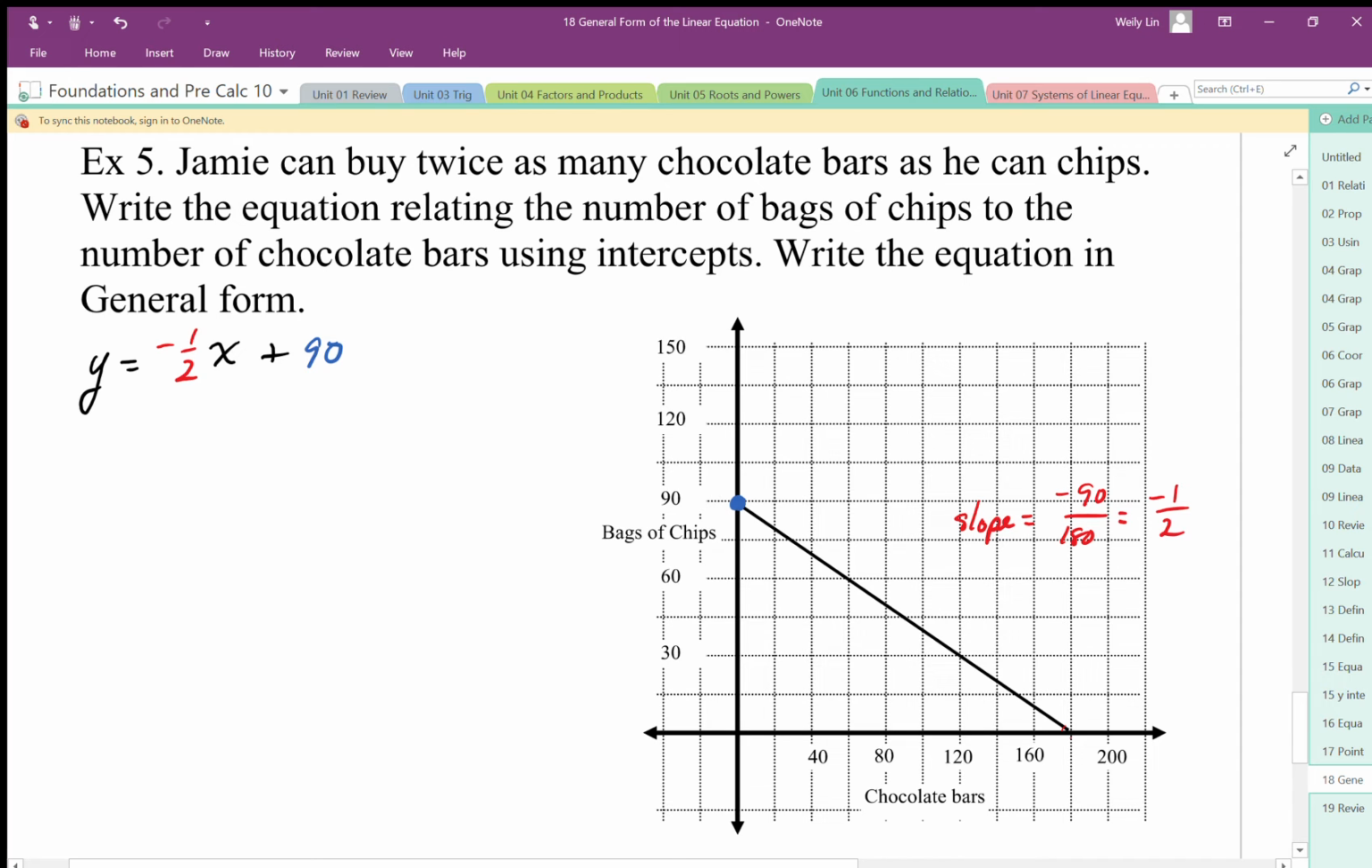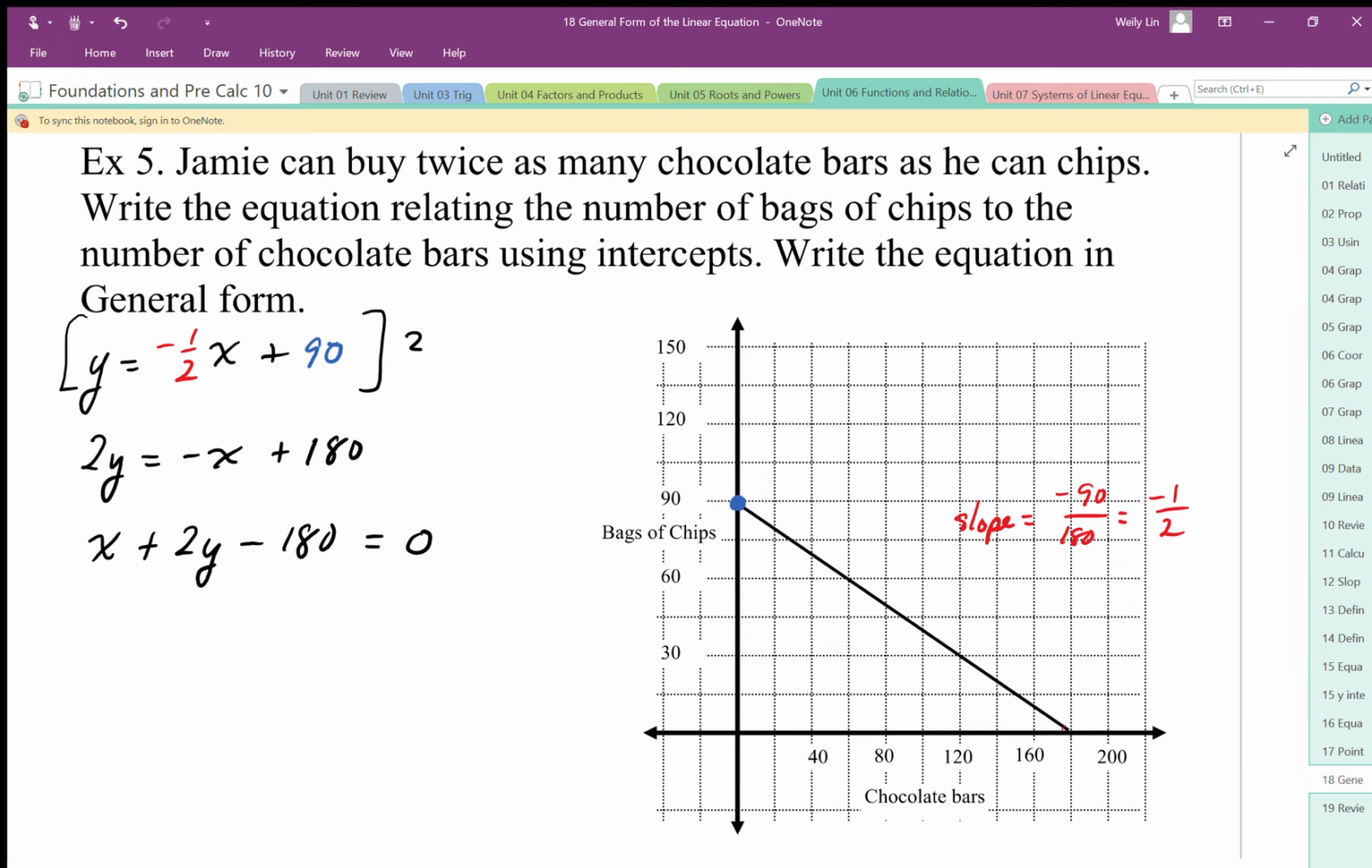Okay, so I can convert this into general form. Get rid of the fraction by multiplying, or divide by 2. Make sure you multiply every term. I want to make it equal to 0, but I need to keep x positive, so I'm going to move x to this side. I also have to subtract 180 from both sides, and then I'm going to make it equal to 0. So there's my equation in general form.